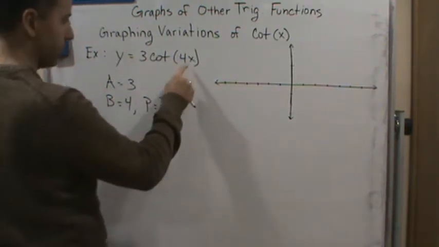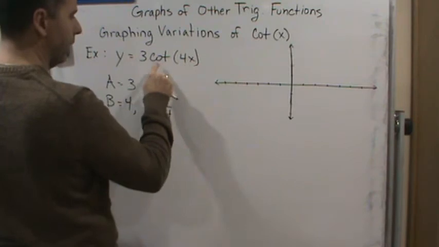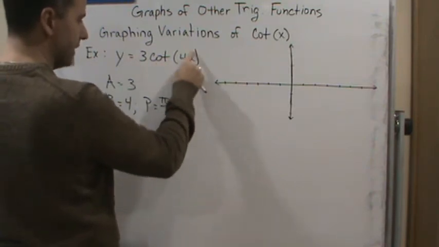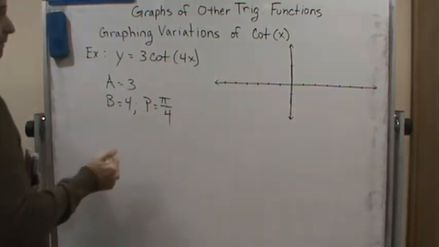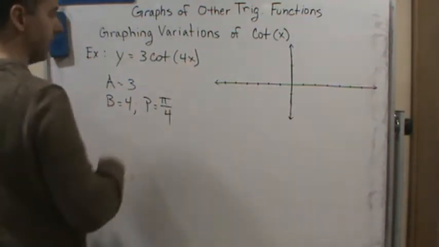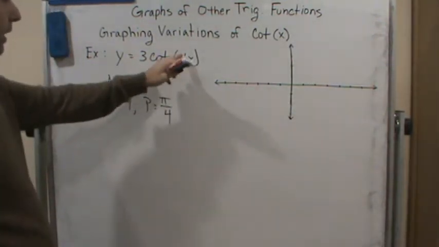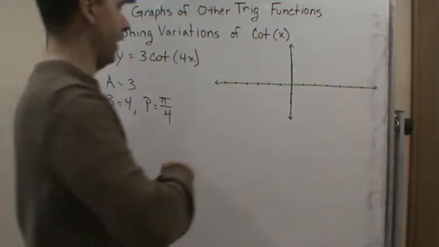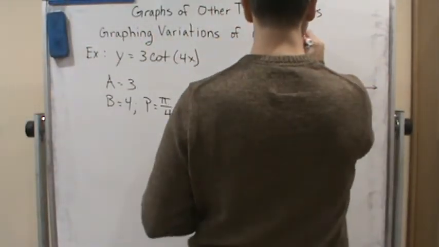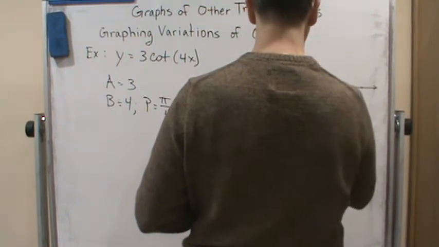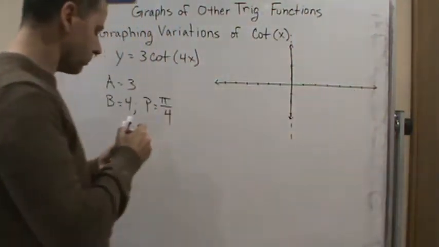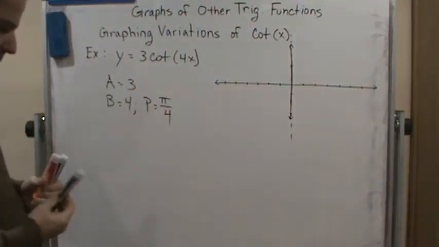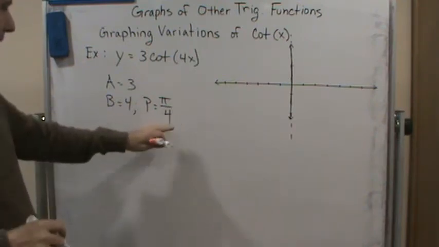Now, I just need one asymptote. Well, I know the asymptotes are going to happen when this is equal to 0. That's when it's going to be undefined. So I know it's going to happen at 0, because when x is 0, this is 0, and this will be undefined. So guess what? I know that I'm going to have a vertical asymptote at x equals 0.